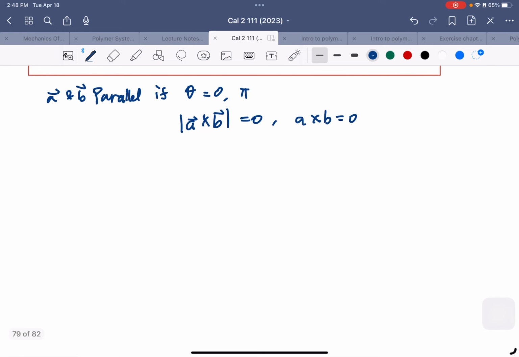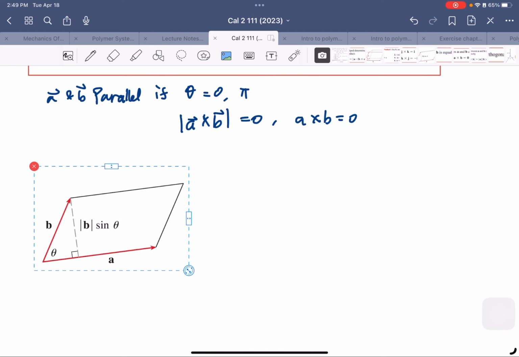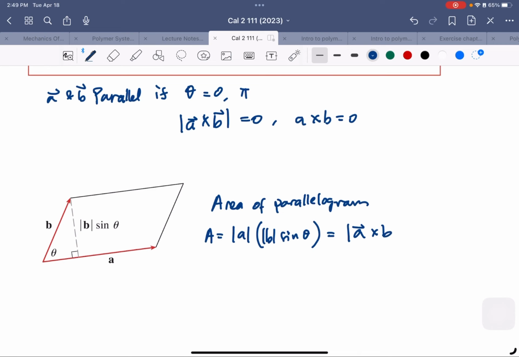And then, by this approach, with B sine theta, if we want to take the area of the parallelogram, we could take the area as A multiplied by B sine theta. And this is equal to the cross product, right? So the magnitude of the cross product is equal to the area of the parallelogram of vectors A and B.